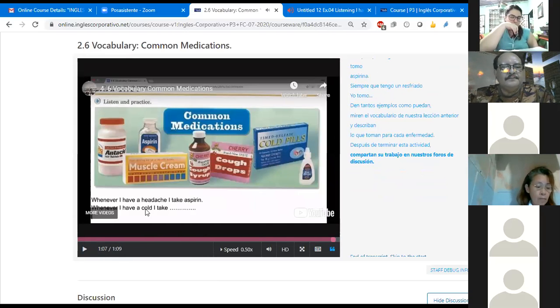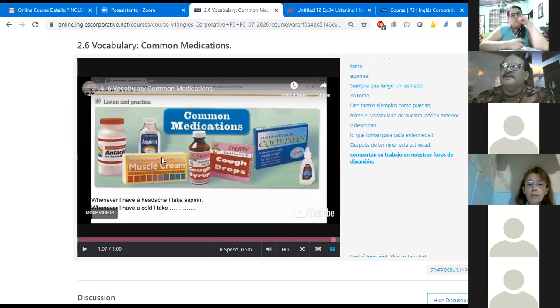Okay, here. This is the expression that we are going to practice. When you say, whenever I have a headache, I take aspirin. Aspirin in general, right? Whenever I have a cold, I take cough drops, cold pills, cough syrup, jarabe, right? Antacid also, or muscle cream. Whenever I have a pain in my body, or whenever I have a pulled muscle, I put on some muscle cream.